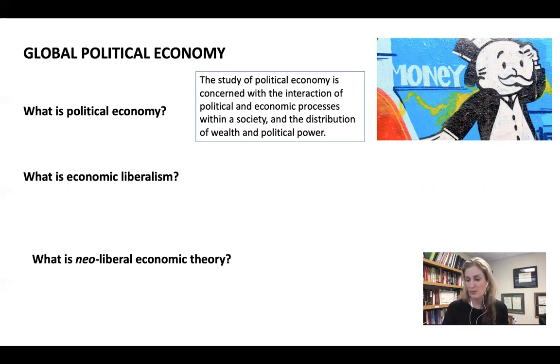I'm one of those proponents. That's why I don't study economic theory in a vacuum. I study how competing economic theories and policies have actually unfolded historically in the world. So that's political economy. Now, what about economic liberalism?